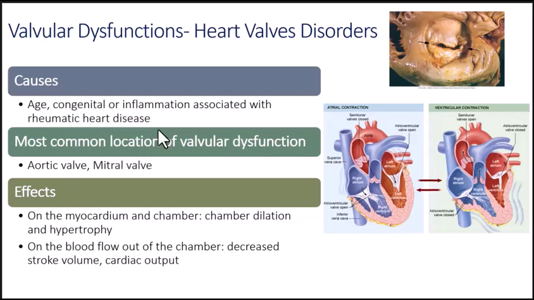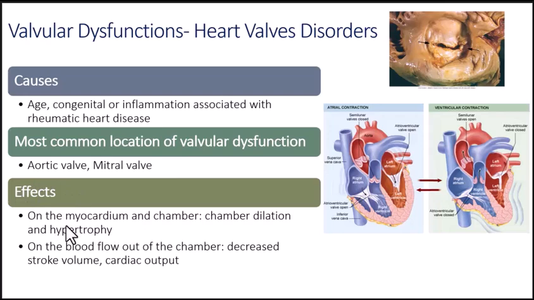The most common location for valves to become dysfunctional when we talk about the 4 different types of valves is the aortic valve. So it's susceptible. That's one of our semilunar valves. And then the mitral valve, which is also known as the bicuspid valve or the atrioventricular valve. So really, we're saying that the valves of the left side of the heart are predisposed to valvular dysfunction.